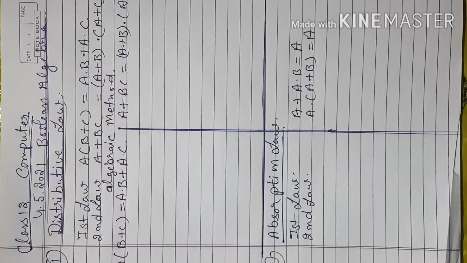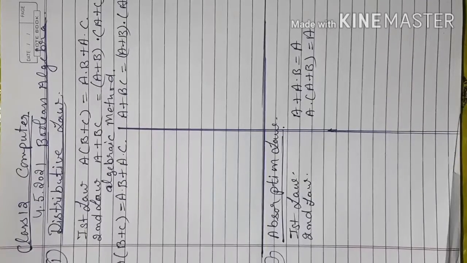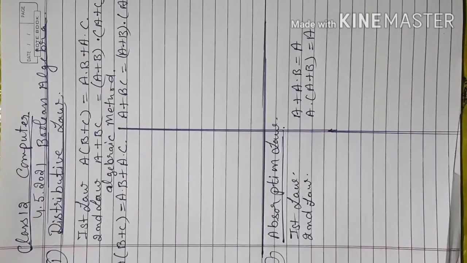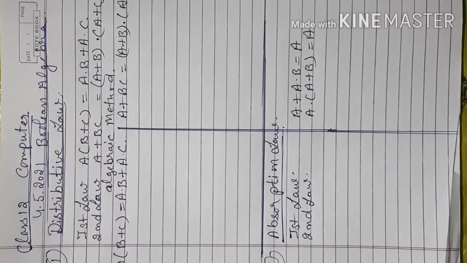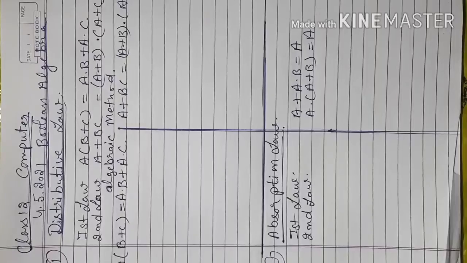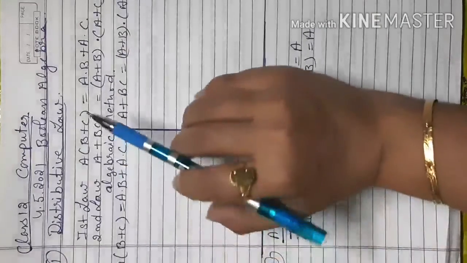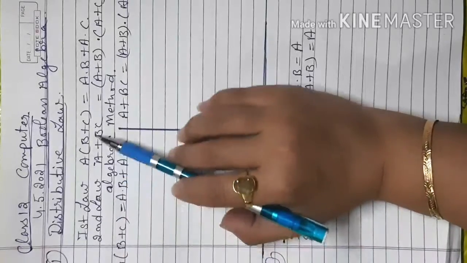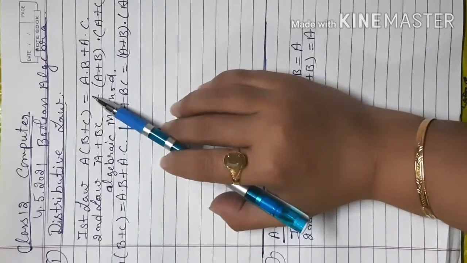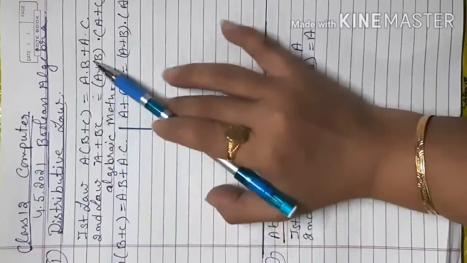Today we will discuss another topic of Boolean algebra, in which we'll explain the distributive law, absorption law and De Morgan's law by the algebraic method. So first we will discuss our first law, that is A dot (B plus C) is equal to A dot B plus A dot C. The second law is A plus B dot C is equal to (A plus B) dot (A plus C).